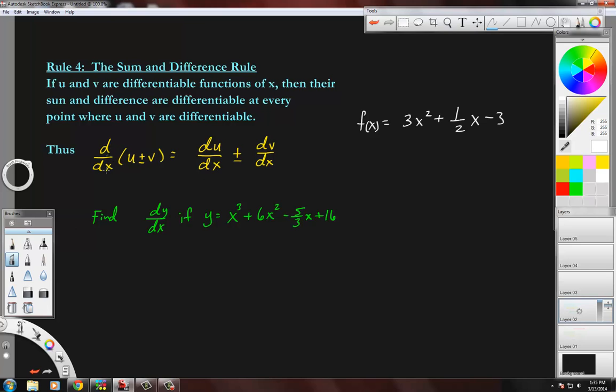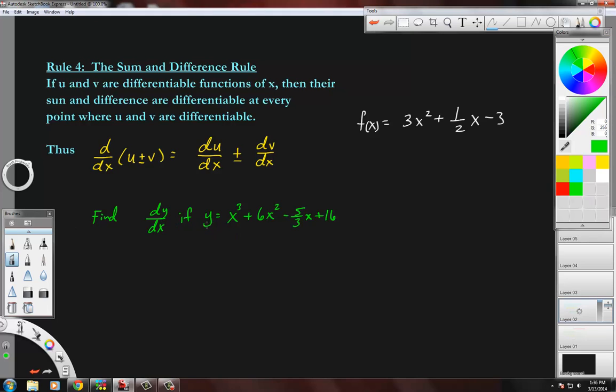This says the derivative of a function. I'm just going to paraphrase what's in blue here. The derivative of a function plus or minus, so added or subtracted to a different function, equals the derivative of the first one plus or minus the derivative of the second one. And this makes life so easy. For example, let me show you this. Let's do the green one first.